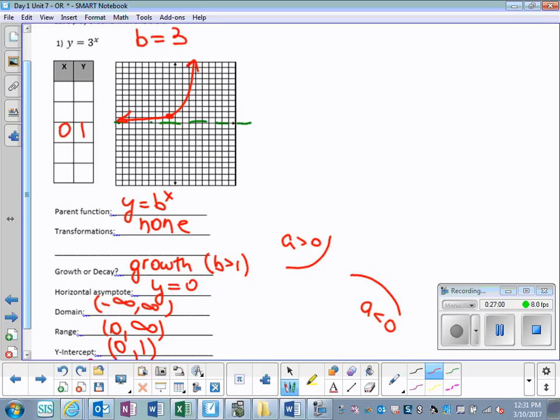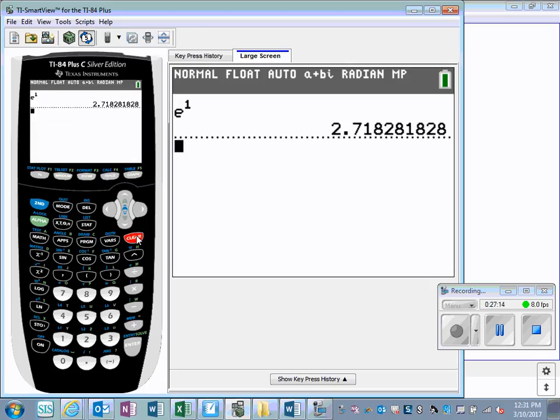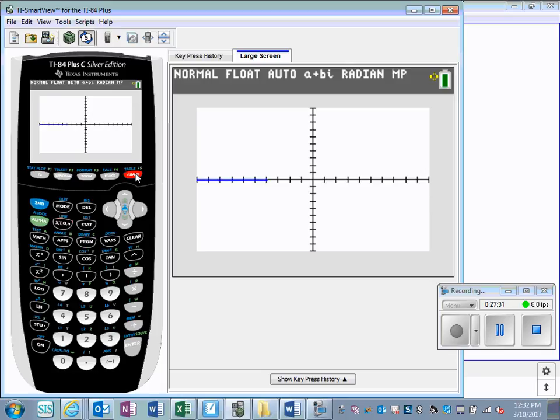Depending on how many transformations. So sometimes you just want to double check yourself with the calculator, so let's plug it into the calculator to learn how to do this. As always, we go to y equals, and then was it 2 or 3? 3. 3 to the power of x. Nothing fancy. And so we just graph. And here is my graph. Looks pretty much the way I graphed it, yes.